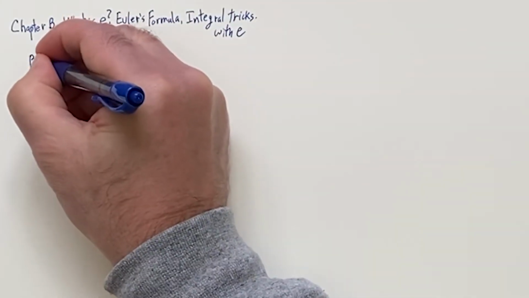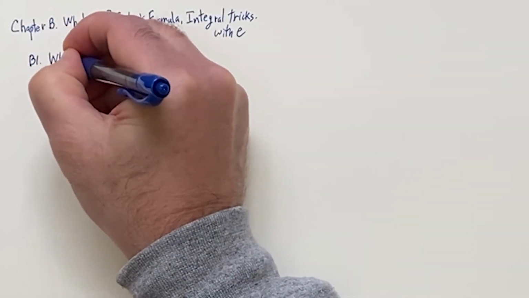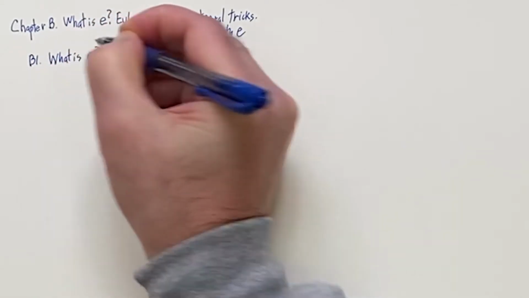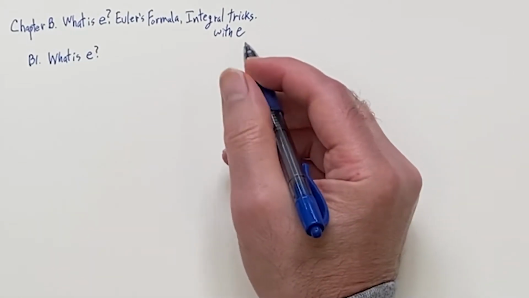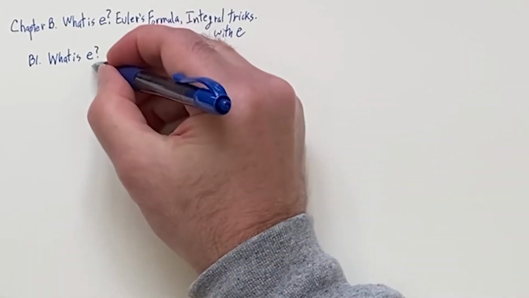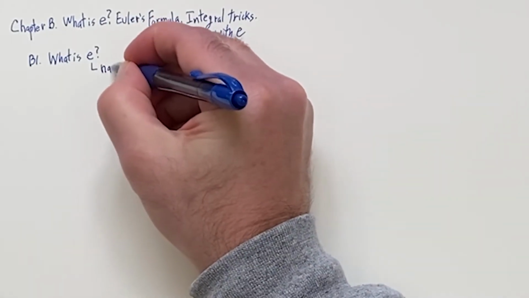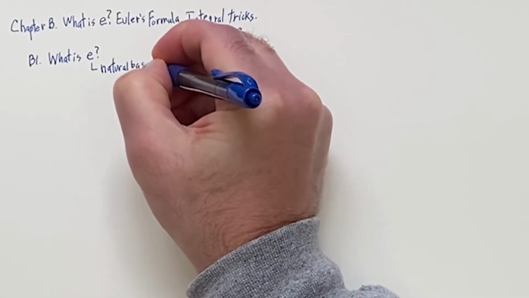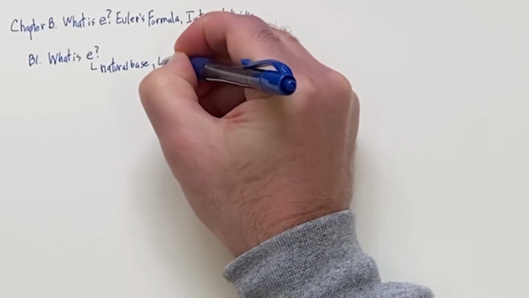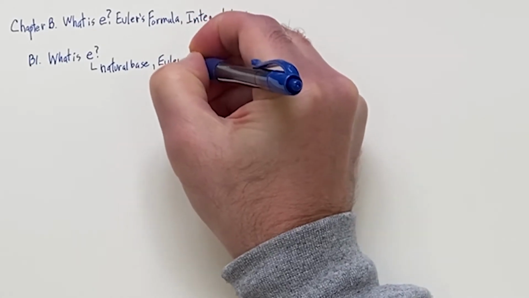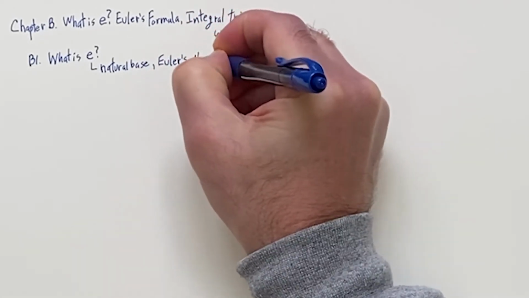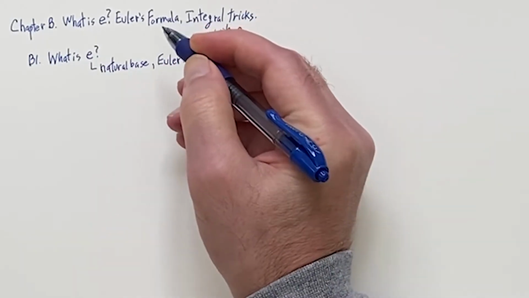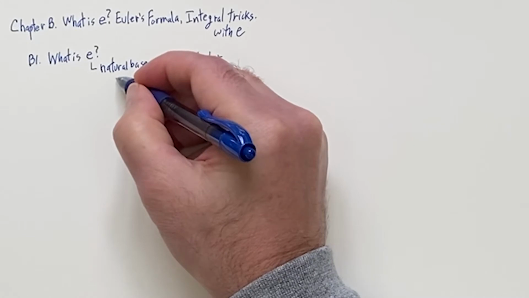So for B1, what is e? Now, e can be considered as the natural base. Also, it's referred to as Euler's number. You encounter this in physics.